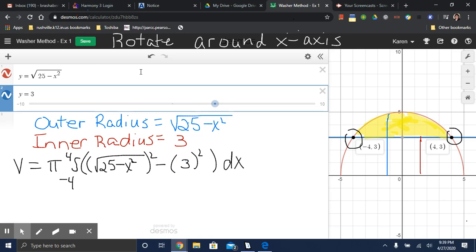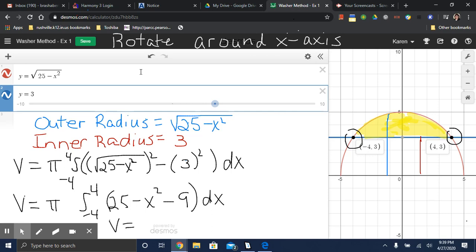So there's our setup. We'll do a little bit to simplify. So pi times the integral from -4 to 4. When we square, the square root goes away. And then we'll get 25 minus x squared minus 9 dx. We can simplify one more time. So pi times the integral from -4 to +4. 25 minus 9 gives us 16, so 16 minus x squared.